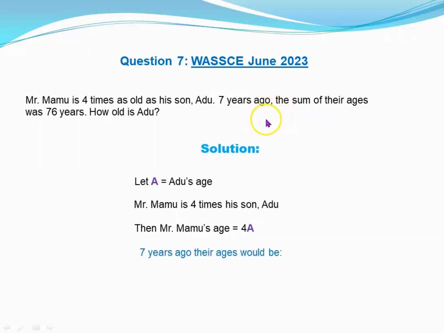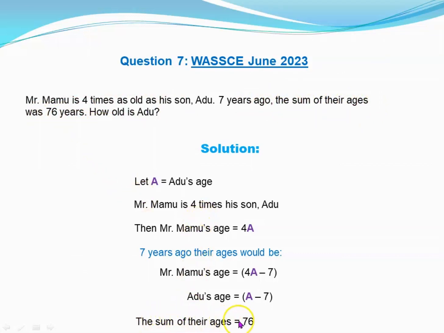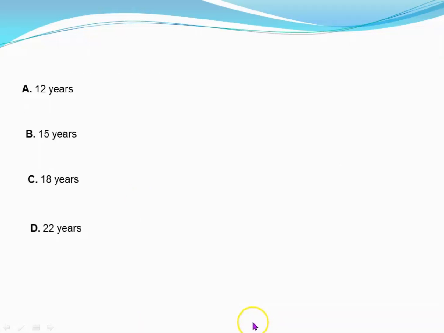7 years ago, the sum of their ages was 76 years, right? Now, 7 years ago, their ages will be: Mr. Mahmoud's age will be equal to 4A minus 7, and Hadu's age will be equal to A minus 7, right? Now, the sum of their ages was 76 years. That was 7 years ago. So the sum of their ages is equal to 76, right?